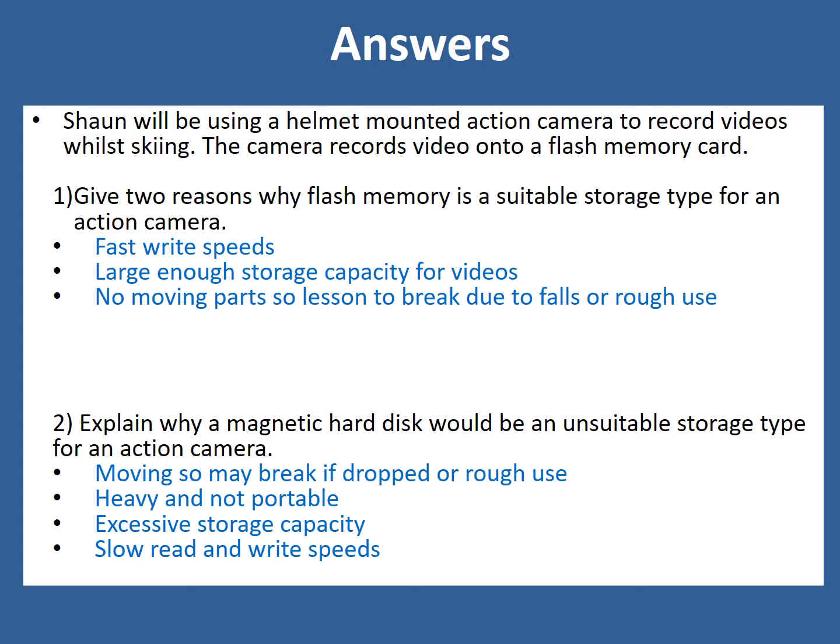So question number 2, why might a magnetic disk be unsuitable for action cameras? It might break because remember there are moving parts. The head of the hard drive moves over the disk to read it. If that breaks, we're going to break the disk. They're quite often heavy and not portable. They've got a large storage capacity, but probably we don't need to use all that storage. And it's slow read and write, which means that we're going to have a poor quality video.